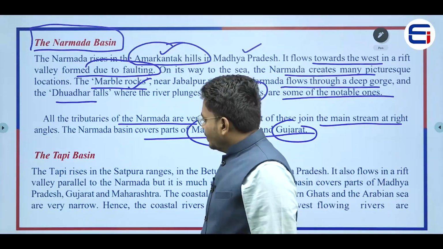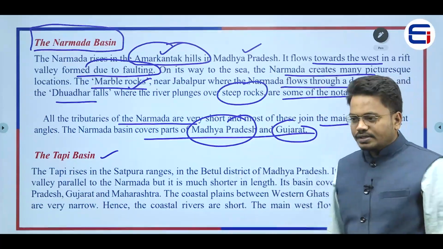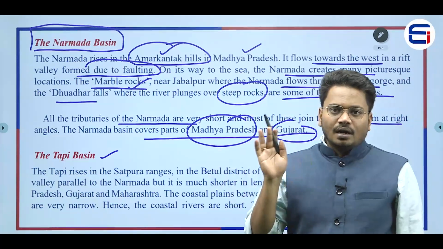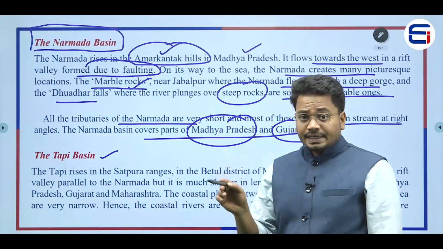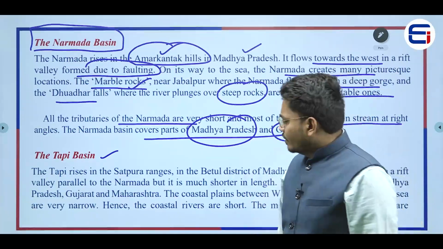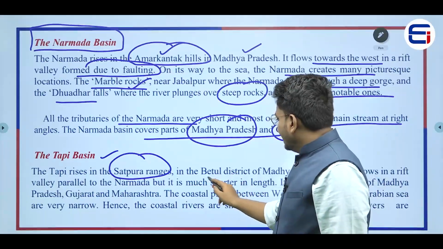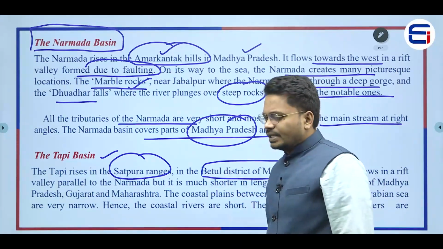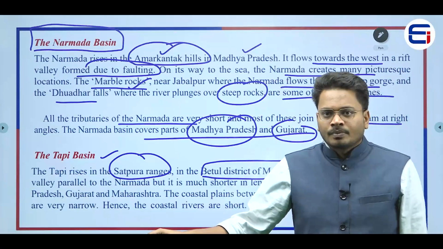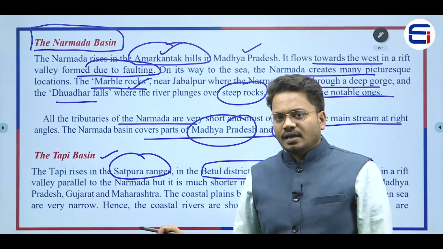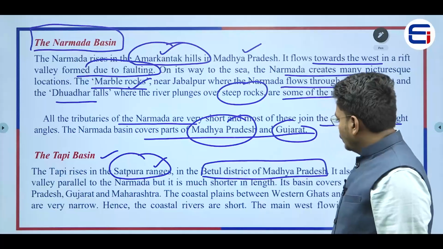Now, the second basin is the Tapi Basin. Again, the Tapi is a river which originates from the central highlands, flows towards the western side, and joins the Arabian Sea, right. It is one of the westward flowing rivers. Now, the Tapi river rises in the Satpura ranges, situated in Madhya Pradesh state. Particularly in Betul district of Madhya Pradesh, you would see these Satpura ranges, and from them we can see the origination of this river.